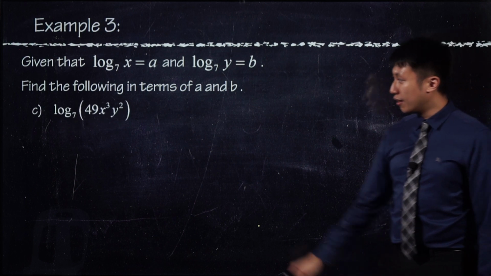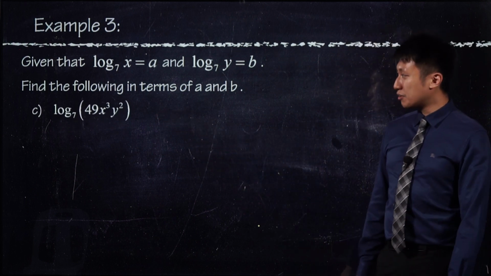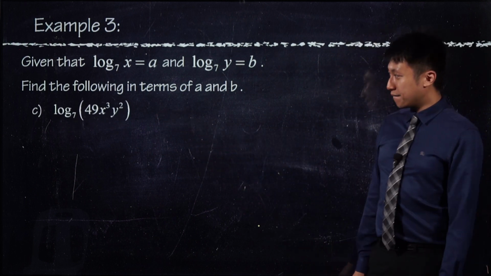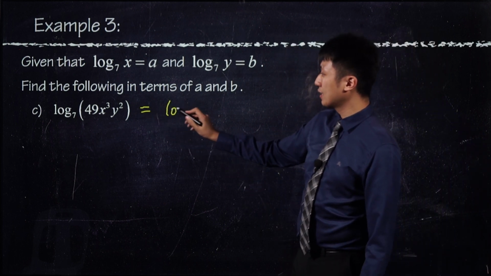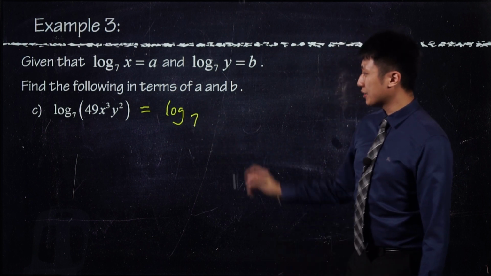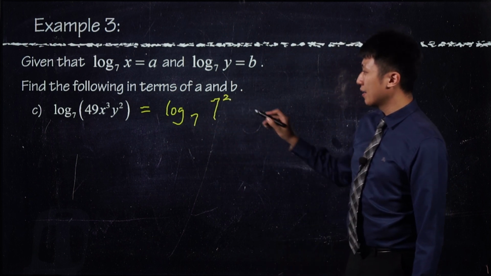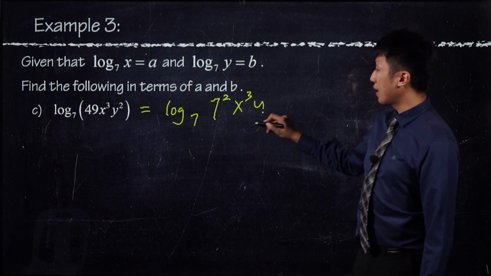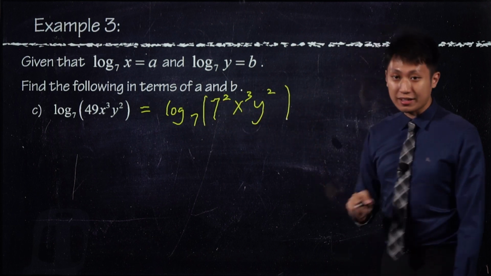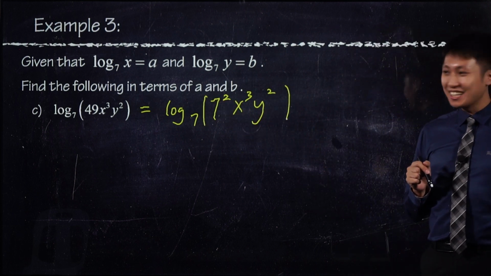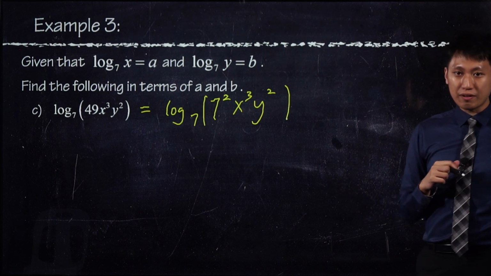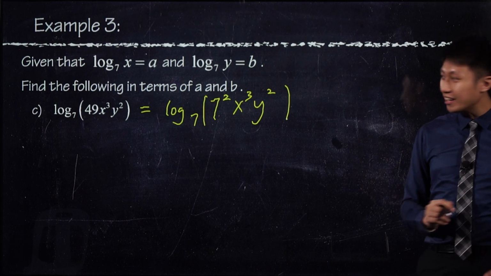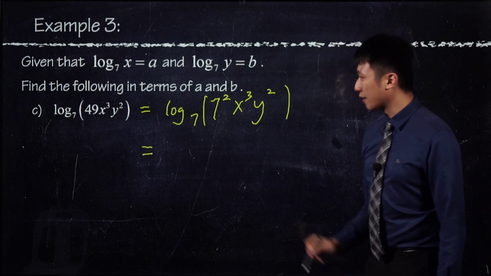Next, log 7, 49, x to the power 3, y squared. Okay, I do one step first, okay? Log 7, then this one is 7 squared, then x to the power 3, y squared. Okay, can I speed up? I'm a bit lazy. Can you speed up? Okay, so I want you to learn this. Like, how do you do it fast? Do it really fast. So this one is equals to what?